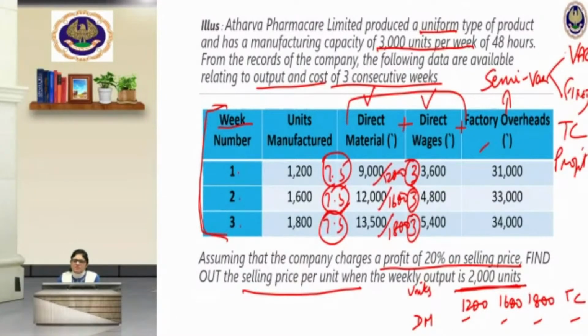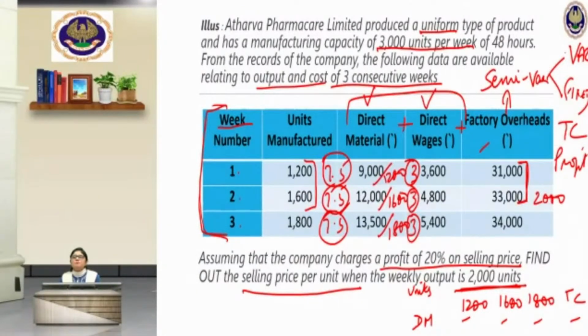The first method, according to this question, is to take the total of the change in factory overheads of 2 weeks. So change in factory overheads divided by change in the units. Clear? What is the difference in the factory overheads between the 2 weeks? 2,000. You have to calculate the variable proportion in 31,000. How much is the variable cost and how much is the fixed cost?